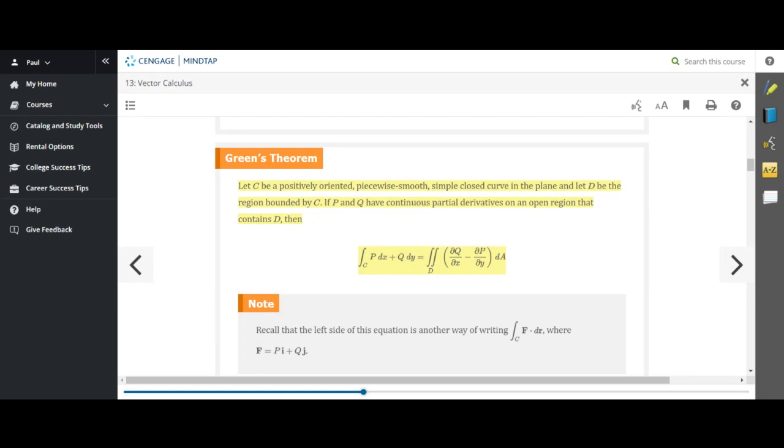Now, they make a note. Recall that the left side of this equation is another way of writing the work, the line integral of F dot dr over your curve C. That again is the work that the force field does in moving the particle along a path. In this case with Green's theorem, we were focused on closed paths. If your path is closed, then Green's theorem is a way to compute the work.